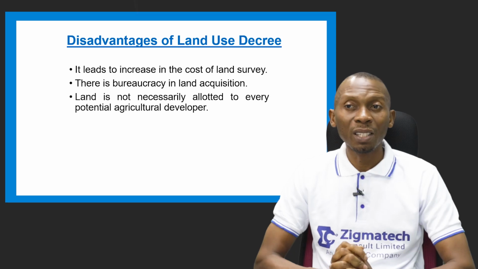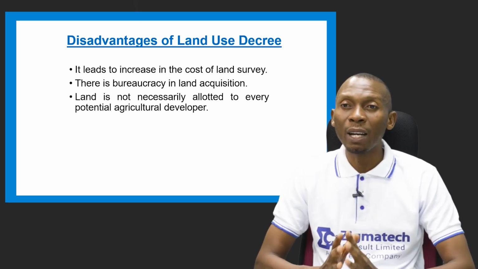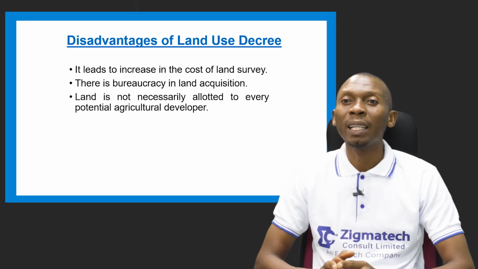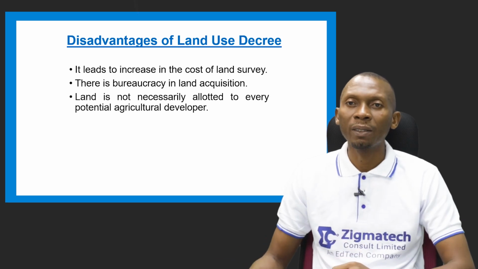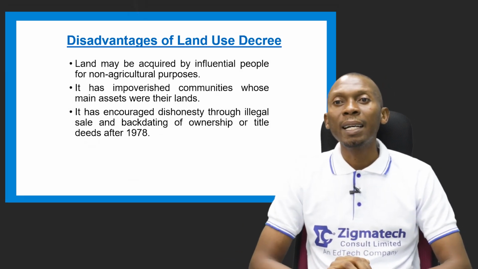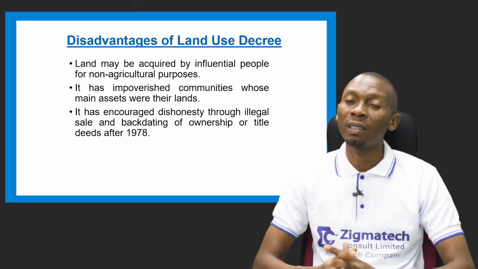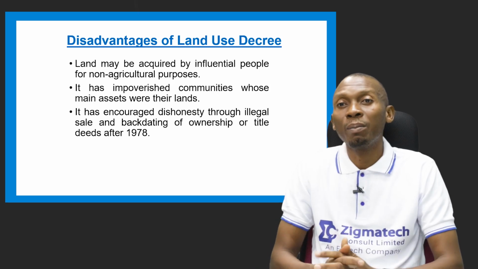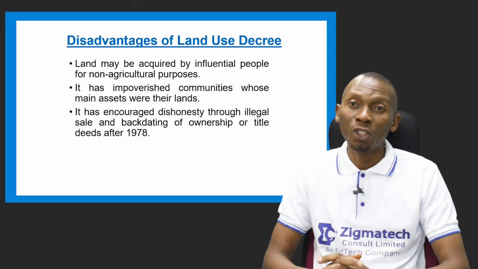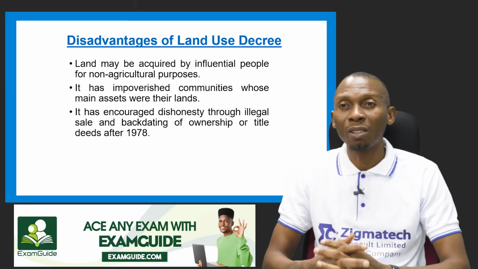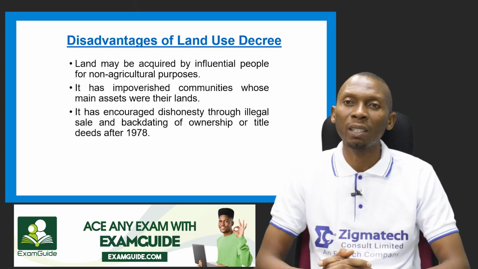And the land is not necessarily allotted to every potential agricultural developer. So it's not everybody that is actually interested in agriculture that is able to get the land he or she requires. Now, the land may be acquired by influential people for non-agricultural purposes. As I said earlier, it's not everybody that may be interested in getting involved in agriculture. So some of the influential people who have the finance to buy a lot of land may buy it for some other purposes which are outside the agricultural sector.